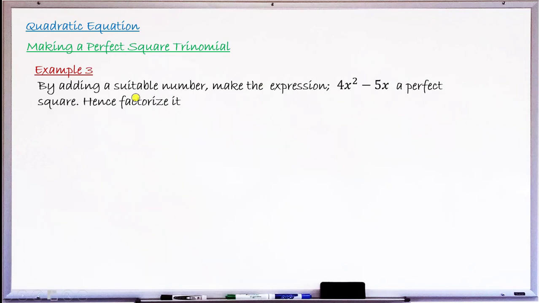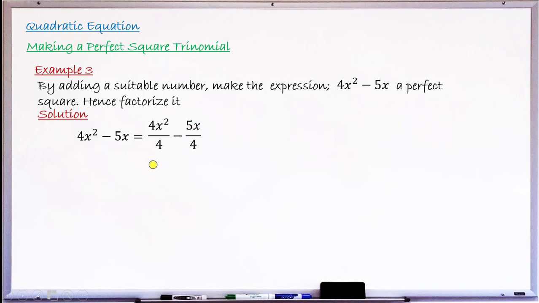Example number 3 says: by adding a suitable number, make this very expression, 4x squared minus 5x, into a perfect square. Then after we make it a perfect square, the question asks us to factorize it. Solution to this very problem: copying the given expression, 4x squared minus 5x. What I'll do first is to make the coefficient of the squared term 1. This 4, I would like to have just x squared, not 4x squared. So I'm going to divide through by the coefficient 4. So I'm going to have 4x squared divided by 4 minus 5x divided by 4.